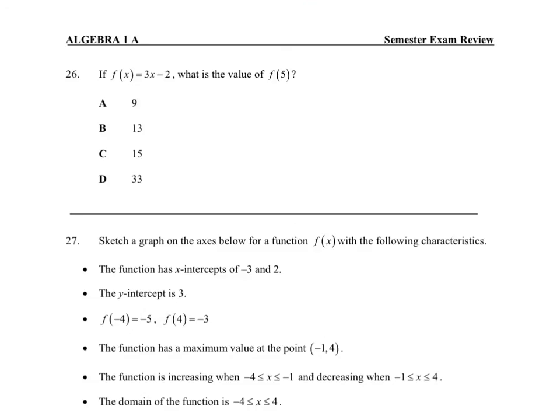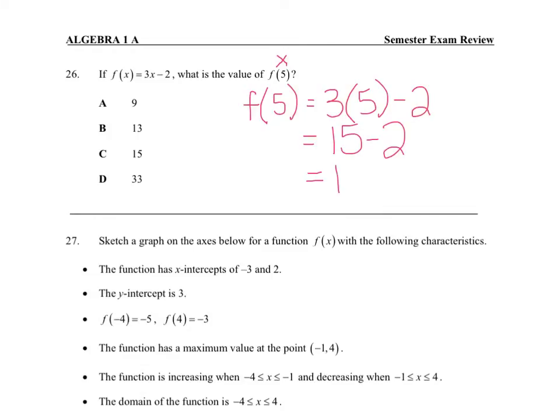Question 26. If f of x equals 3x minus 2, what is the value of f of 5? Well, this is telling us that x is 5, so f of 5 is going to equal, anywhere where we see an x, that's going to be a 5. So 3 times 5 minus 2. Well, 3 times 5 is 15, and 15 minus 2 is 13. So f of 5 equals 13, which is B.